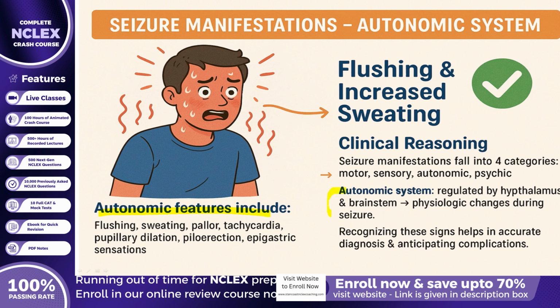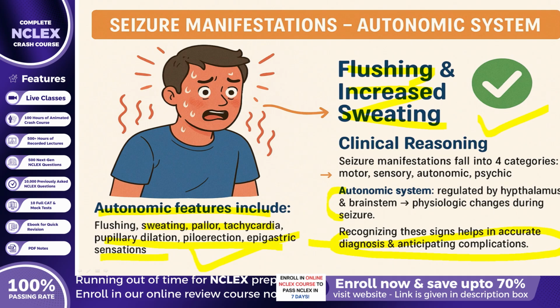Recognizing these autonomic signs is important for accurate diagnosis and for anticipating potential complications. Flushing and sweating represent classic autonomic features, along with other signs such as pallor, tachycardia, pupillary dilation, piloerection, and epigastric sensations. These indicate that seizure discharges have reached autonomic centers, resulting in dysregulated sympathetic outflow.